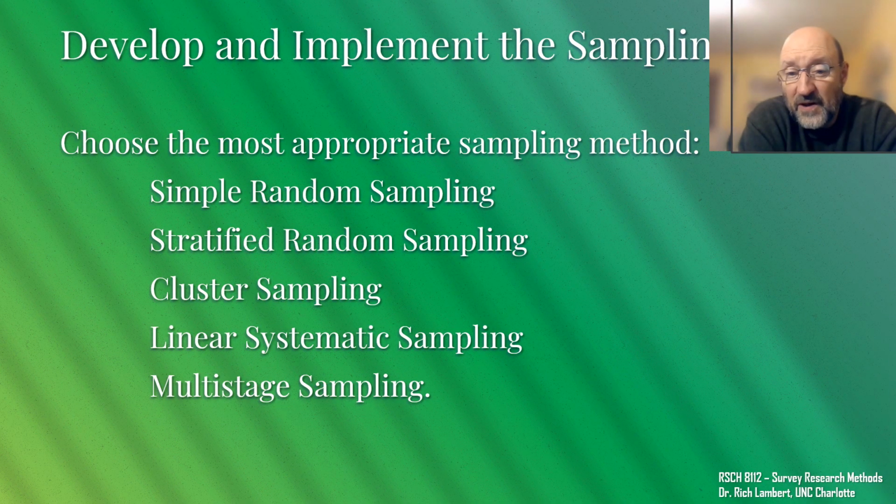And then you have to just select the most important sampling method. So as we go on in the semester, we're going to learn about, and it'll be review in some cases, what is simple random sampling? What are the advantages and disadvantages? How do you do it? Same for stratified random sampling, cluster sampling, linear systematic sampling, and multi-stage sampling. All these things have their, like I said, advantages and disadvantages and their places in research design. So we'll talk through some of that.